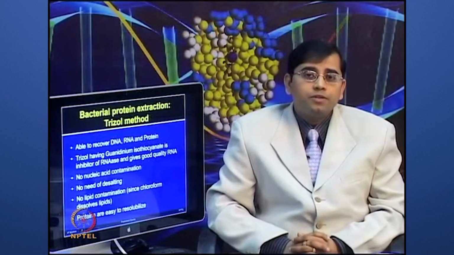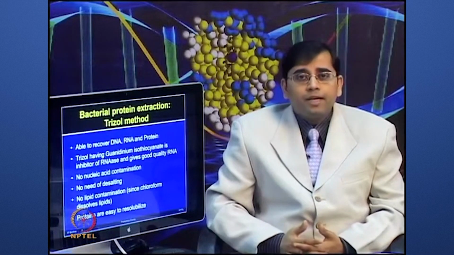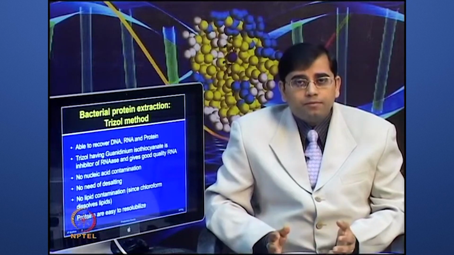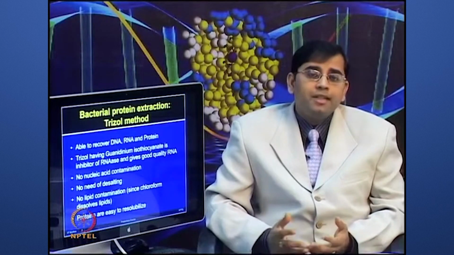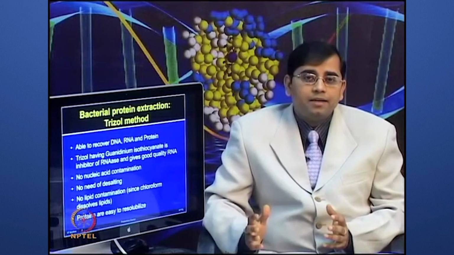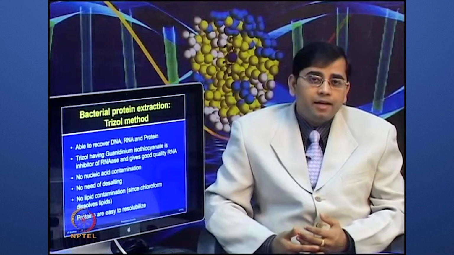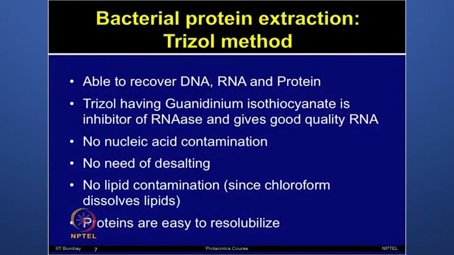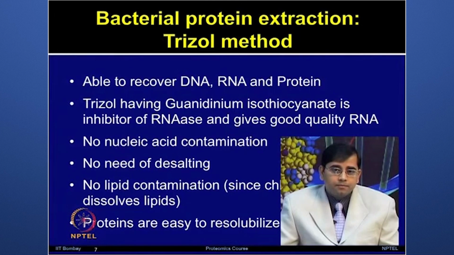So, why do we want to elaborate on the Trizol method? Because this method provides you an opportunity for recovering DNA, RNA and protein, all three major biomolecules, from the same sample. In the sequential extraction method, one can obtain DNA, RNA and protein all by using this method. Trizol contains guanidinium isothiocyanate, which is an inhibitor of RNase, and it provides very good quality RNA.